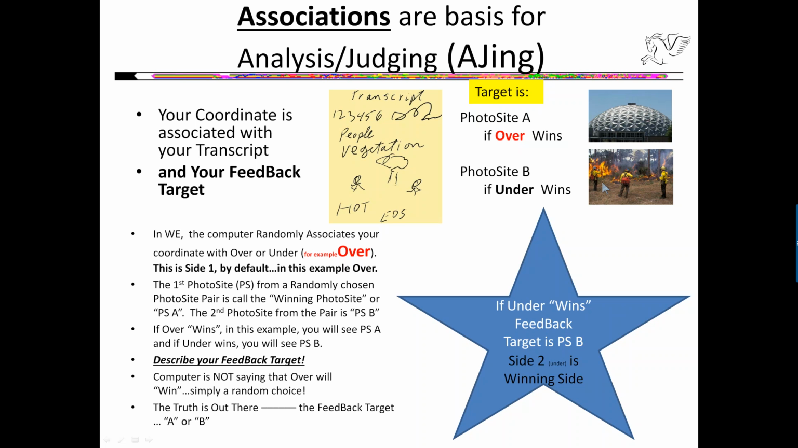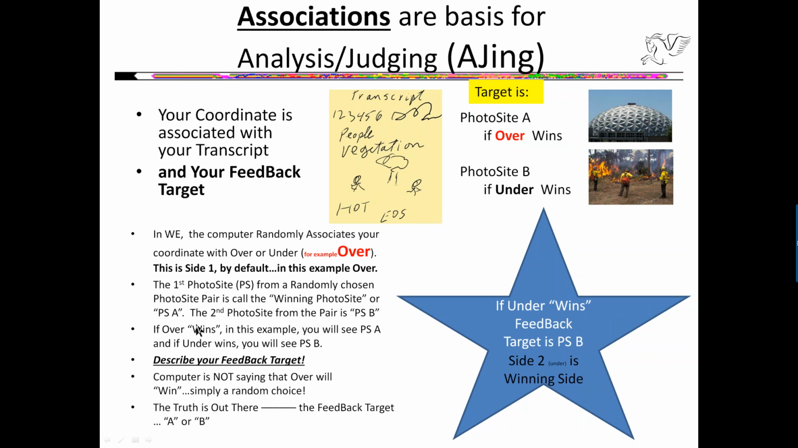photo site, and now you do want to call it the winning side, but you only know it's the winning side now. So side 2 indeed turned out to be the winning side because side 2 at the beginning was associated with under. So when you see your feedback photo, you're going to see 1, 2, 3, 4, 5, 6 with this photo because you indeed won.